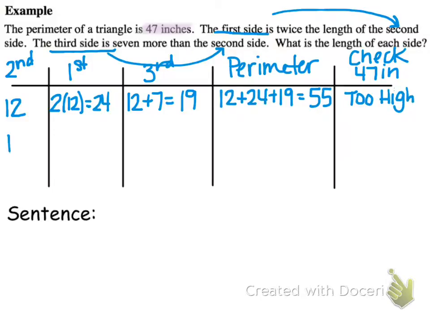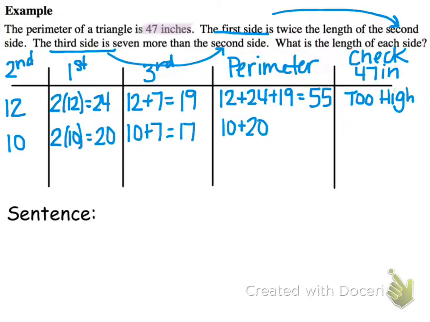Let's guess 10. If the second side is 10, the first side is twice that. So it looks like the first side will be 20. And the third side is 7 more than that 10, so we get a total of 17. And to find the perimeter, I add those 3 numbers together, the 3 side lengths. And it looks like we got a total of 47, which is correct. That's exactly what we were looking for on 2 tries. We got the correct answer.